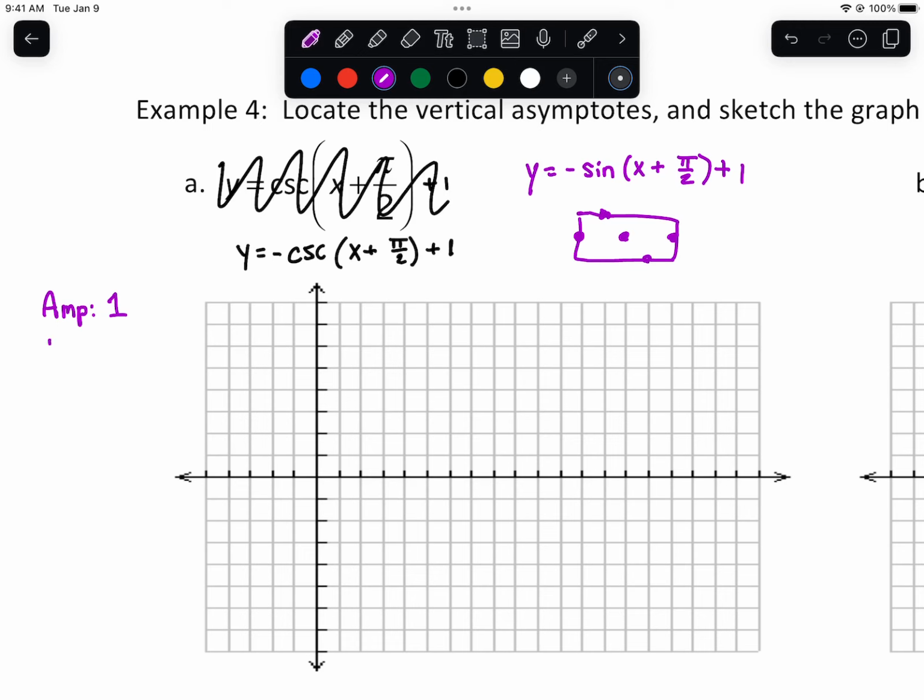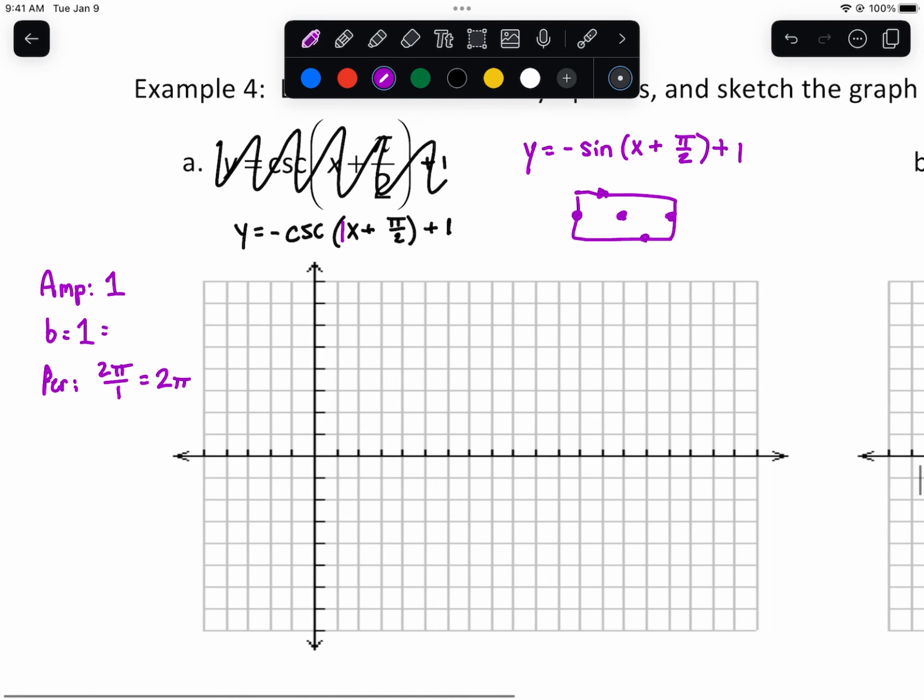Next, the B number is implied to be 1, which means the new period is going to stay as 2 pi over your B, which stays as 2 pi. So nothing's going on with the period. We'll mess with the period on the next one in just a moment. The new midline is actually going to move up 1.